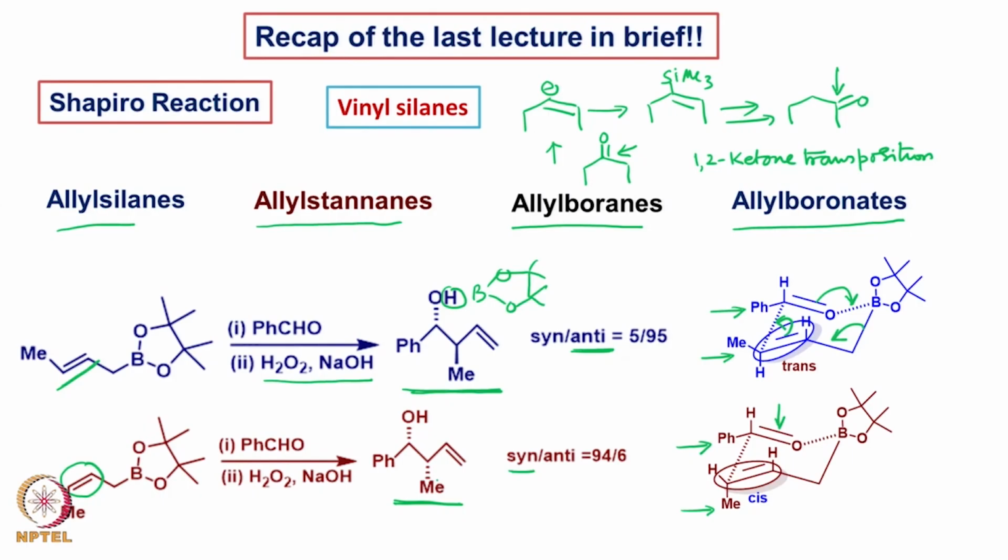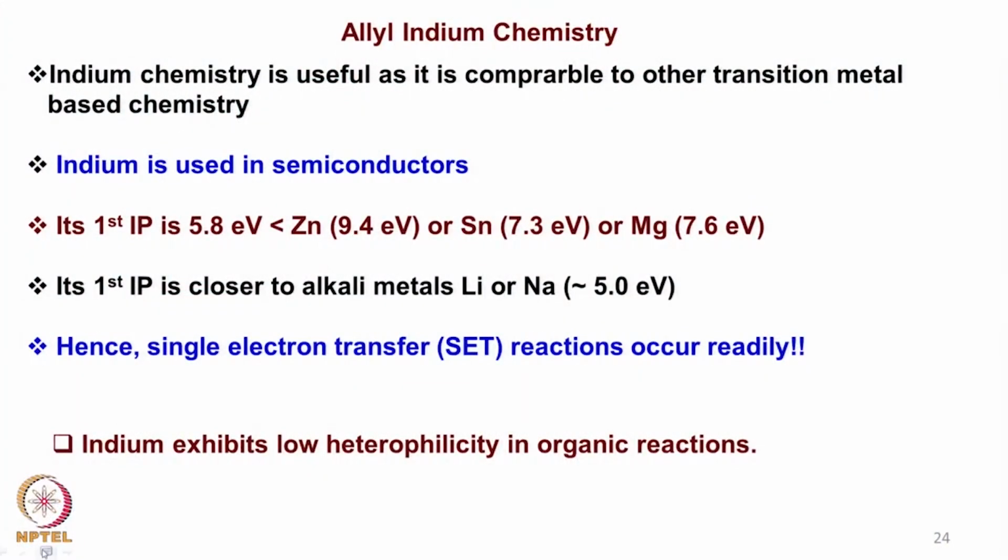So this is what we did, and we will now look a little bit more in detail about allyl silane, allyl tin, allyl boranes, etc. a bit later, but first we would also like to look at what an allyl indium is. So indium is also one of the very important metals and has been utilized in organic synthesis quite well, and indium chemistry is useful as it should be comparable to other transition metal based chemistry.